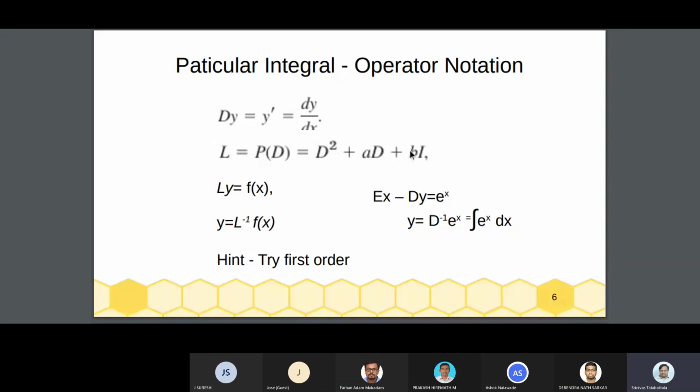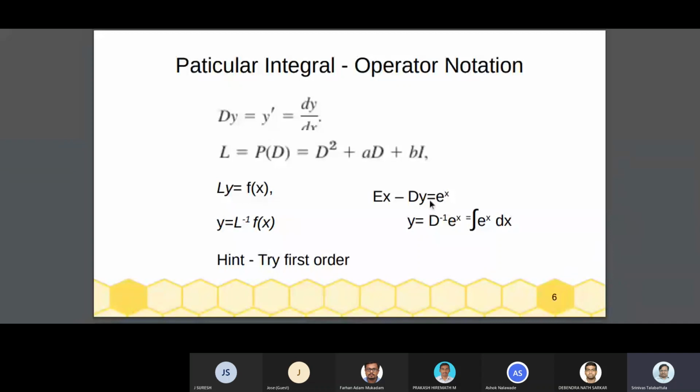I'm not saying you cannot do it, but it can be done, though not always. In some specific, interesting cases, A and B can be variables also, and you can define a P of D with variable coefficients and work it out. It is there in the book if you would like to see. Here I'm giving the example.